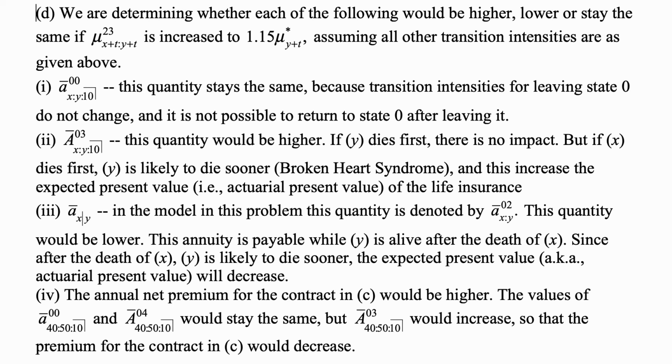A bar x colon y colon angle 10 03, well, this quantity would be higher. If y dies first, there is no impact. But if x dies first, y is likely to die sooner because of this property of the model, the broken heart syndrome, and this increases the expected present value, actuarial present value, of this life insurance.